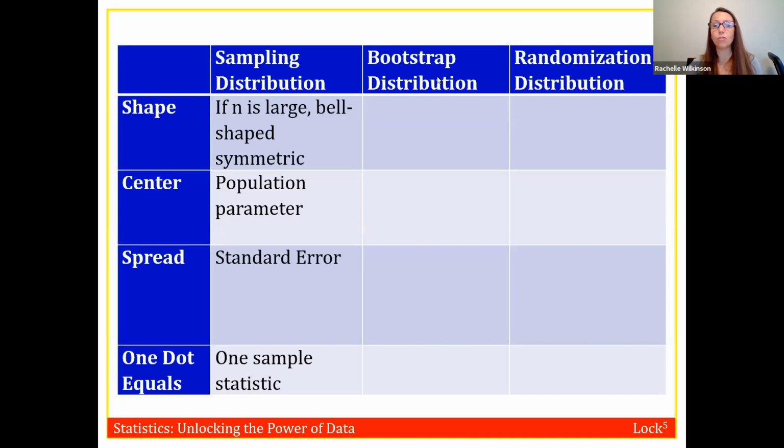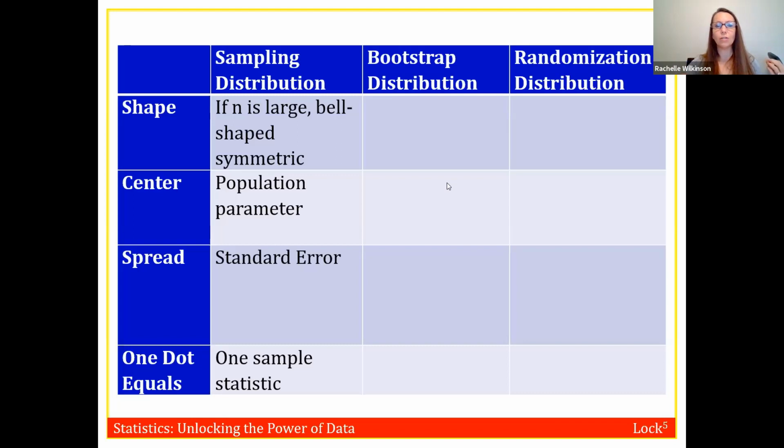Bootstrap distributions are used for confidence intervals. To create a bootstrap distribution, we take one sample, and we sample with replacement from that original sample to come up with a bunch of bootstrap samples. From each of those bootstrap samples, we calculate our sample statistic, which we call our bootstrap statistic because it came from a bootstrap sample rather than a regular sample. The distribution of all those bootstrap statistic values is our bootstrap distribution.